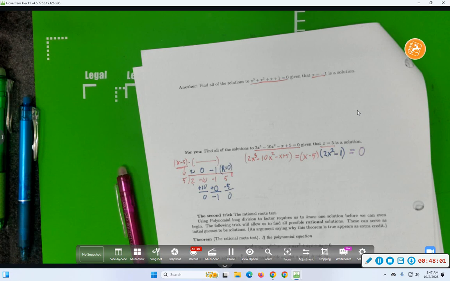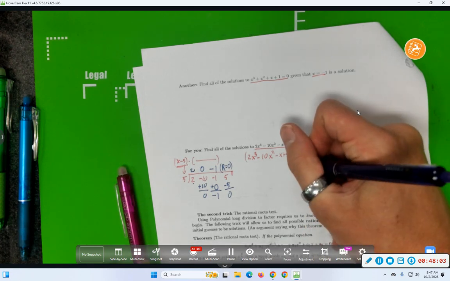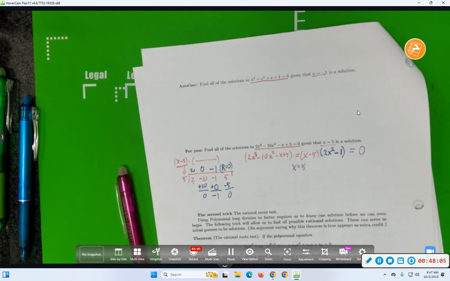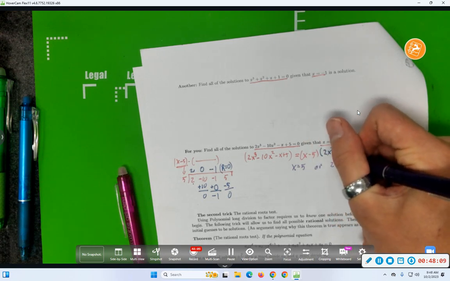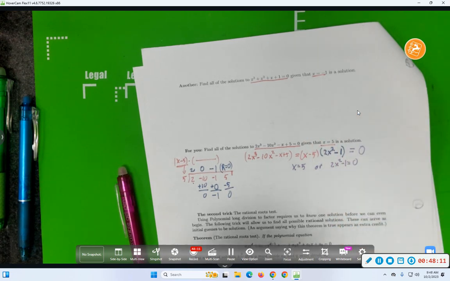But does it now look like something we could split up into problems that are easier to solve? Yeah. So I know x equals 5 is the solution. That's the solution I already knew, so that's not surprising. Or 2x squared minus 1 equals 0. Does that look like an equation that's easy to solve?